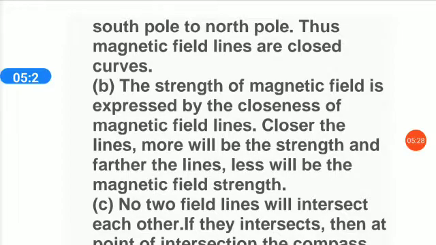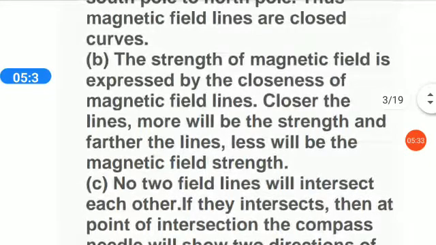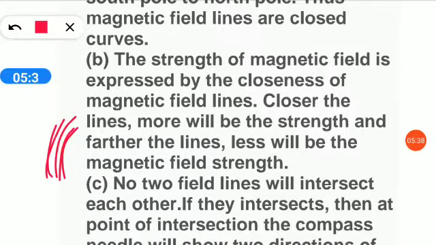The strength of the magnetic field is expressed by the closeness of magnetic field lines. The closer the lines, the more the strength. So as you will see, where the lines are closer, the strength is more, and where they are far apart, the strength is less. No two magnetic field lines can intersect each other because it would show two directions, which is impossible. The magnetic field lines emerge from the north pole and merge at the south pole. Although magnetic field lines are not real, they represent a magnetic field which is real.